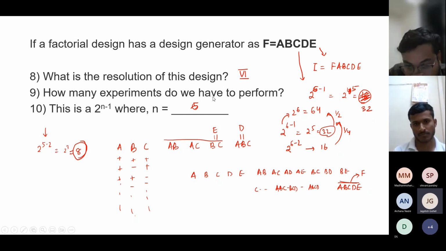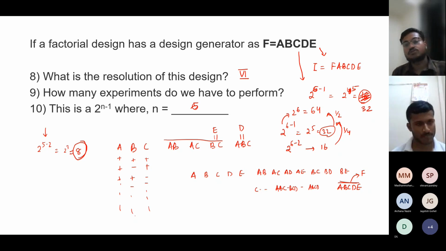Arpit bhai, am I right? Here we are using two levels, that's why this is the correct answer. But if anyone raised the question for three levels, that might be a different answer, 3^5 in place of 2^5. Two is basically the number of levels, plus and minus. If we have a 3^2 or 3^3 design, then we have three levels: plus, minus, and zero.